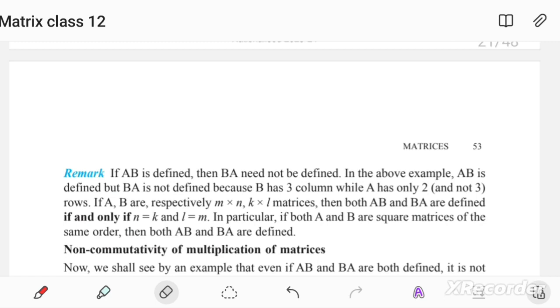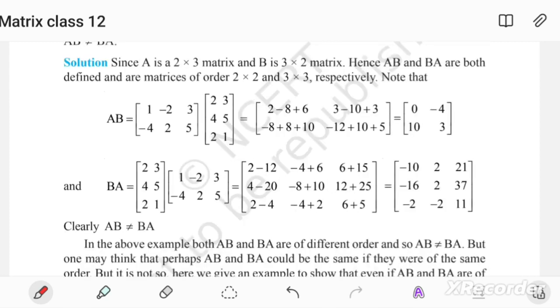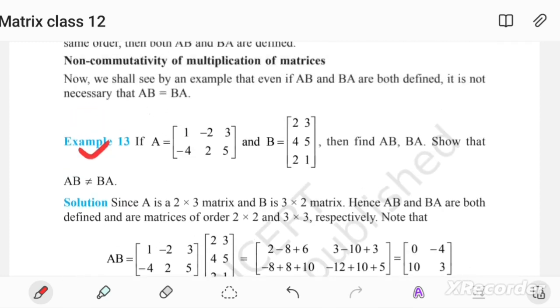Very simply, I can, yes. Here is one more example. With this example, you will be very clear how we will do the multiplication and how we will check whether multiplication is defined or not.